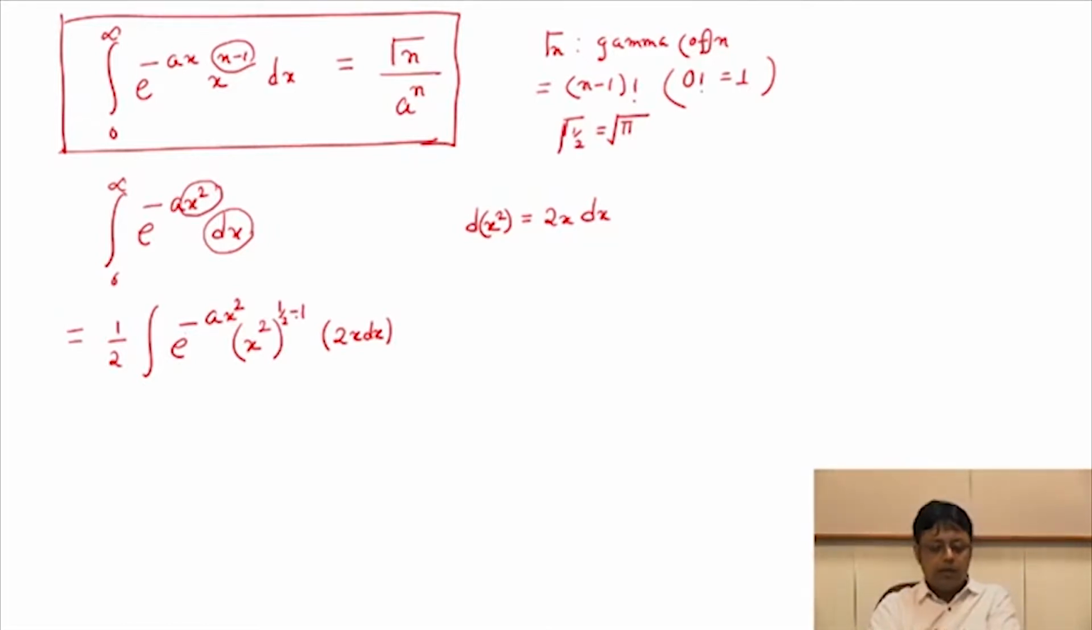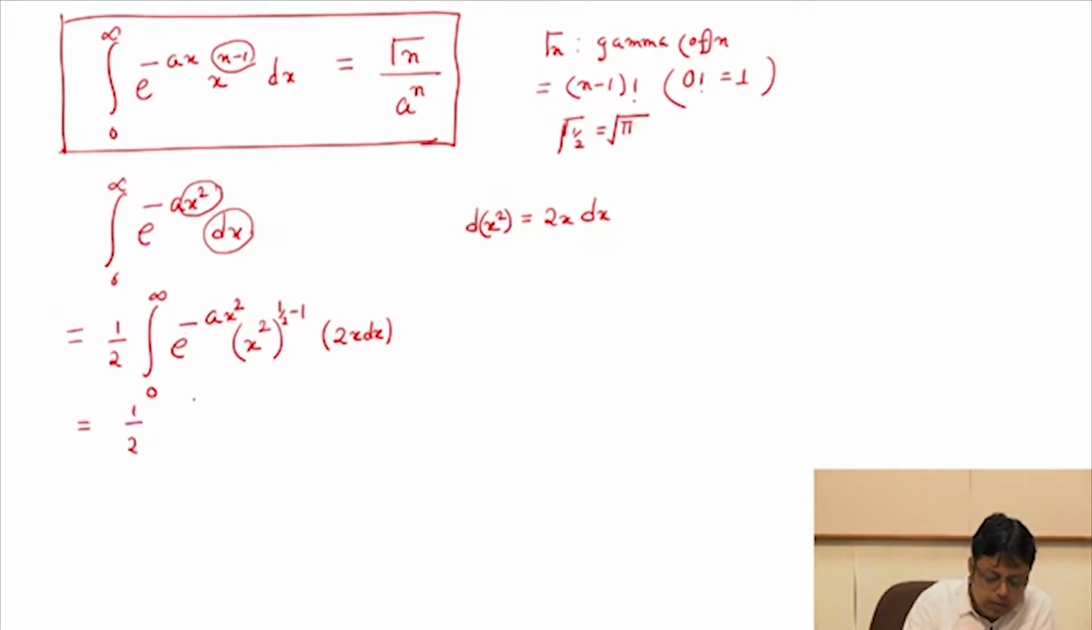So this entire thing, e to the power minus ax square, I can write it like this. In the next step, since x is going from 0 to infinity, I'll write it as half, integral 0 to infinity, e to the power minus ax square, x squared to the power half minus 1, d of x square.